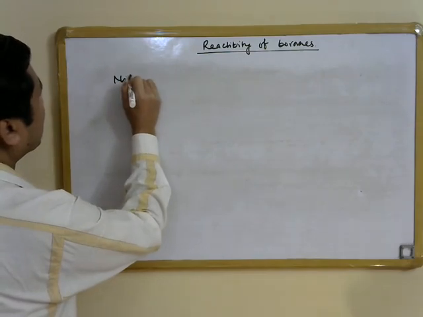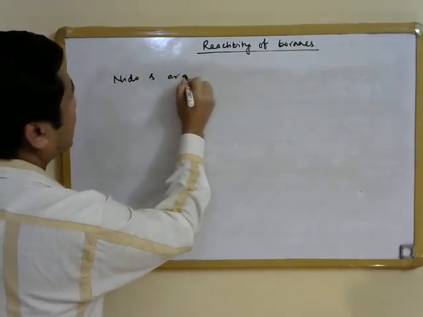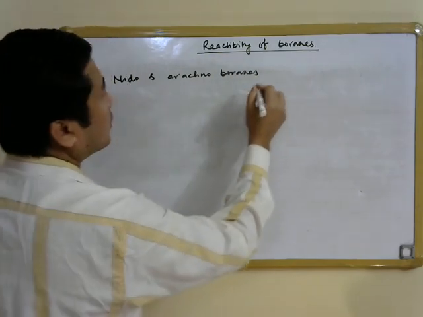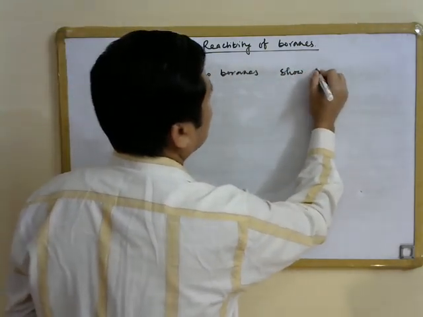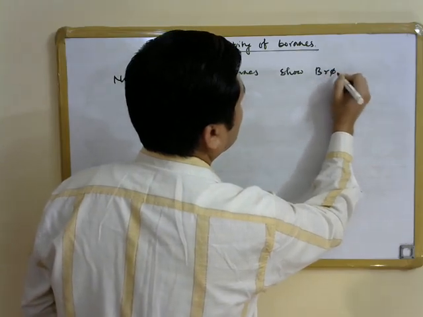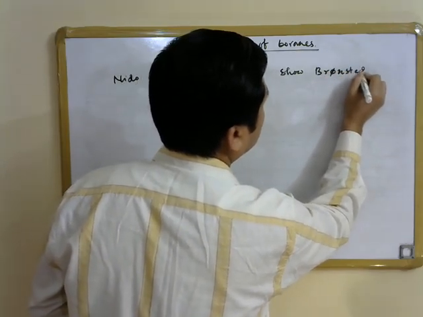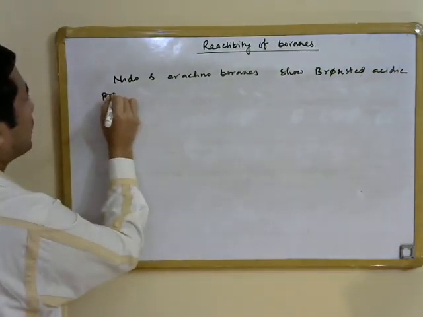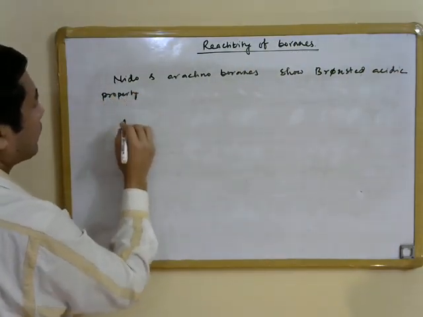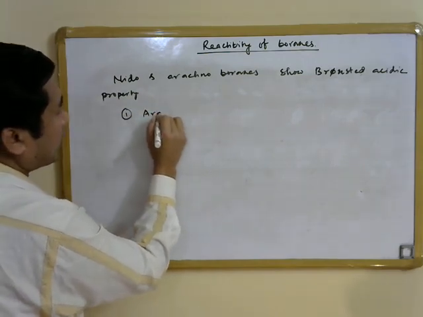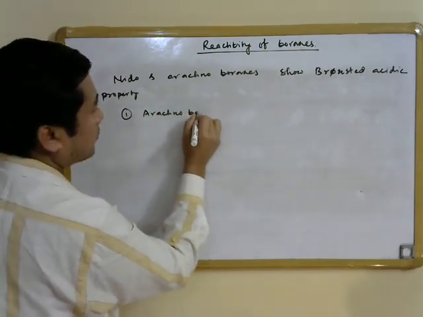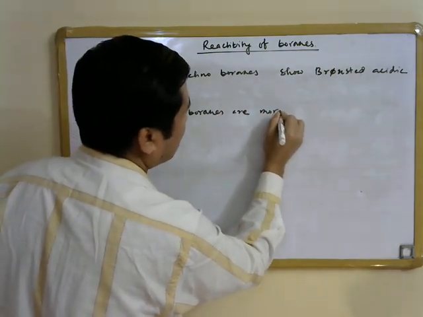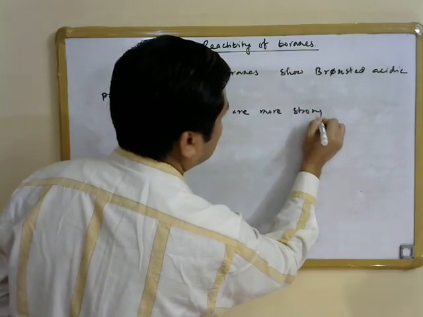So nido and arachnoboranes have Bronsted acidic property. Now what we will see here is that arachnoboranes are more strongly acidic.